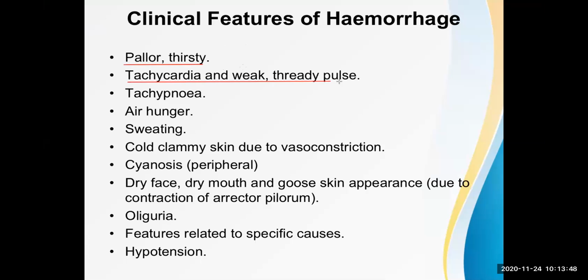Tachycardia and weak or thready pulse, very, very important points of hemorrhage. Never forget it. Tachypnea is faster breathing. Okay, faster breathing is also a very common feature of hemorrhage. It usually occurs in moderate to severe bleeding.